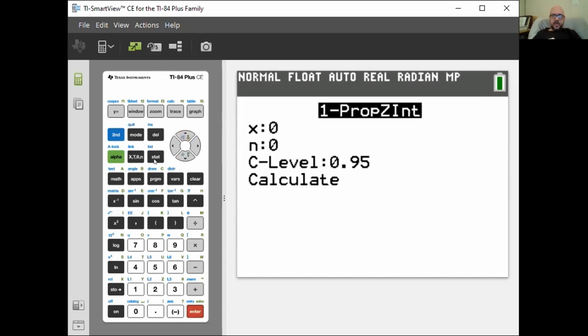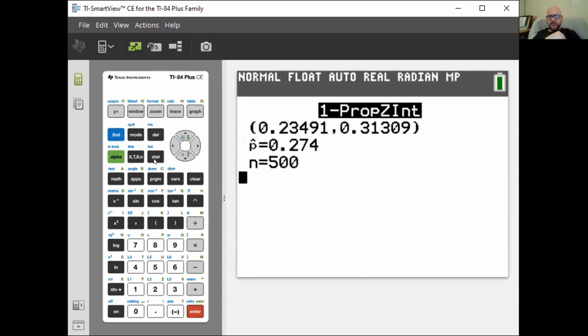One prop z int. X was 137 and n was 500. Confidence level 95%. Let's calculate. So there's the interval. Here's the point I wanted to make.